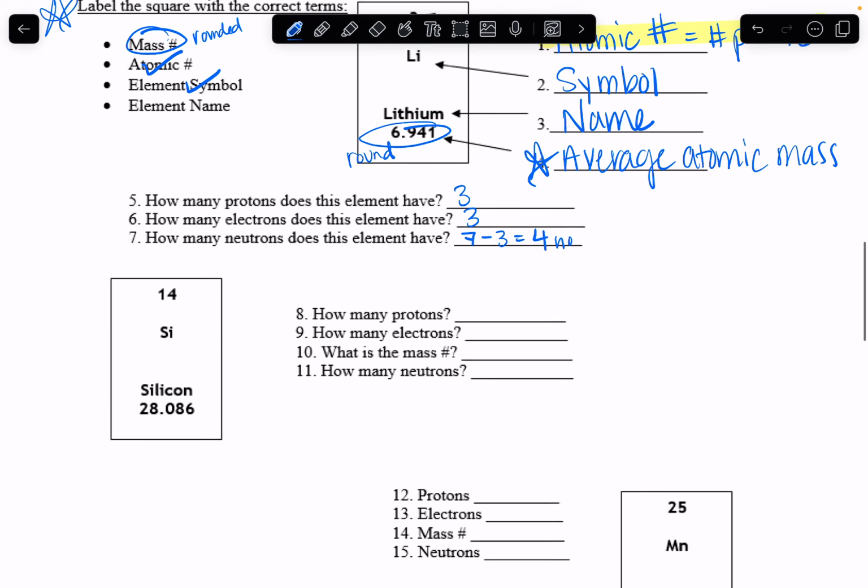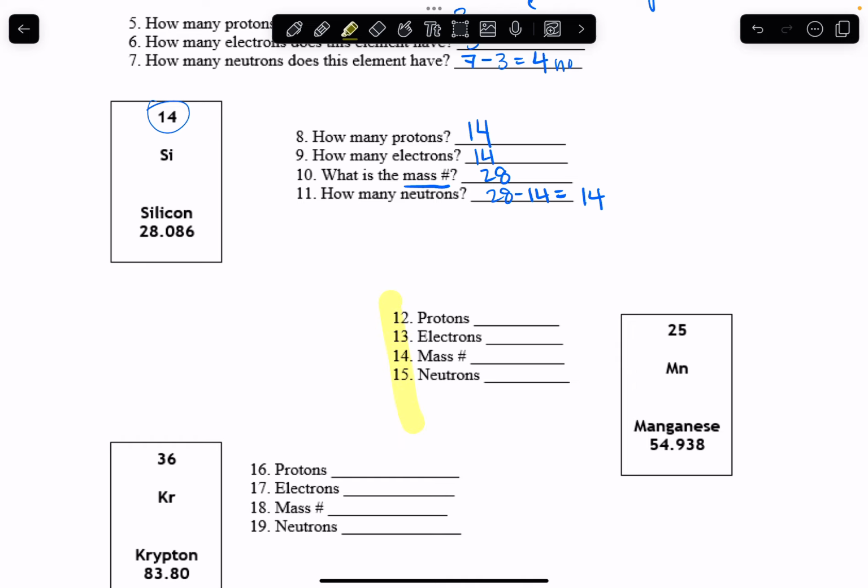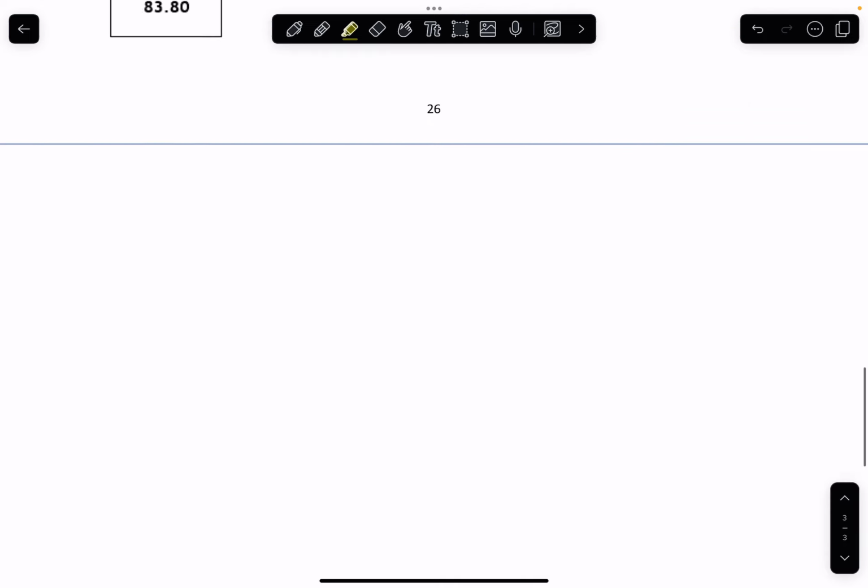All right, let's look at the next box. Okay, how many protons does this element have? That should come from my atomic number. So I have 14. How many electrons do I have? Again, 14. And then what's my mass number? If it's asking for the correct mass number, it should be 28. And then how many neutrons? 28 minus 14 is 14. And then there's your answer. All right, that should be able to help you finish the next two. And then boom, there's your homework for tonight.